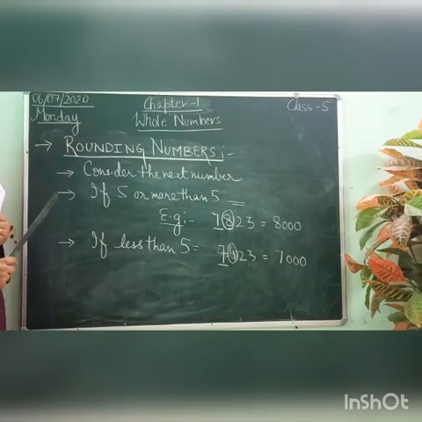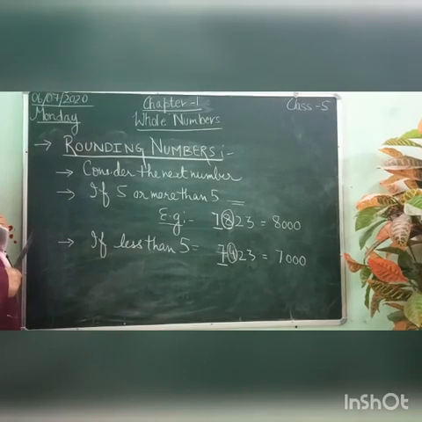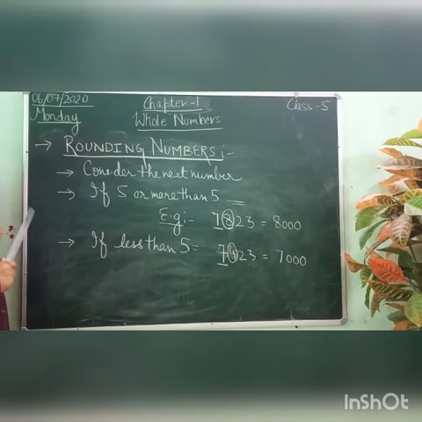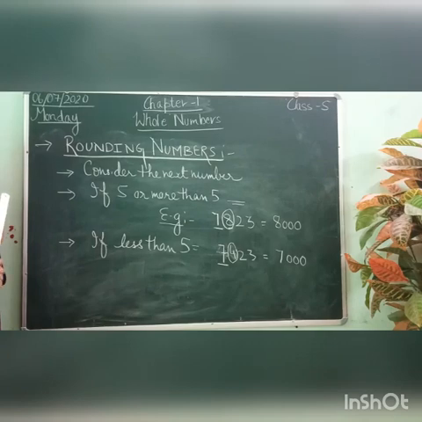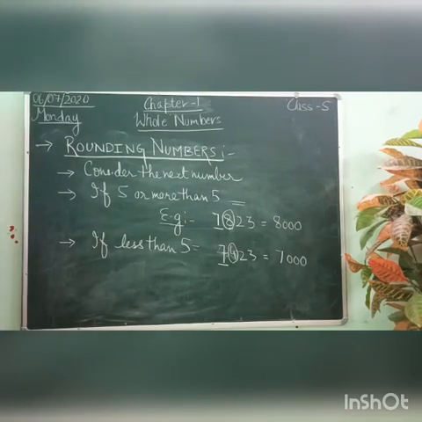So previously we were talking about the international place value system. Sorry, at that time I said 1 crore will be equal to 10 million. Okay. Next is rounding of numbers.